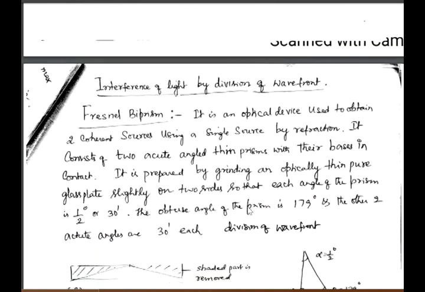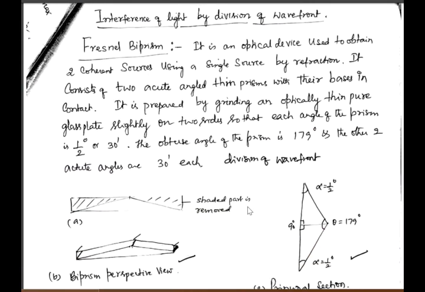Now let us go to the next heading, interference of light by division of wavefront. Just like in Young's double slit experiment, the wavefront is divided by the two slits S1 and S2. Similarly, one more device using which we can study the interference of light by the division of wavefront is a Fresnel biprism. It is an optical device used to obtain two coherent sources using a single source by the refraction phenomenon.